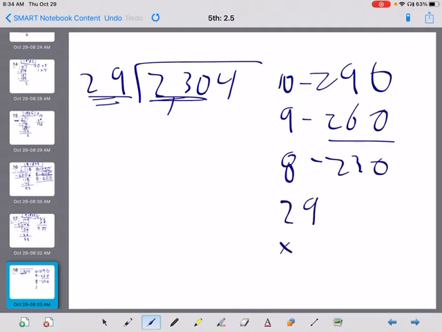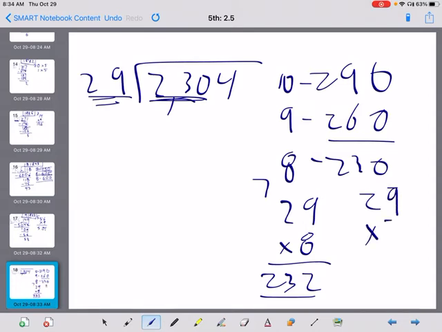29 times 8. 8 times 9 is 72. 8 times 2 is 16 plus 7. 16 plus 4 is 20, there's 3 left over, so 23. All right, so I have 232 and I need 230. Ah, man. I need to do one more, so it's got to be 7. I know for sure the answer is 7. I just have to figure out what it is.